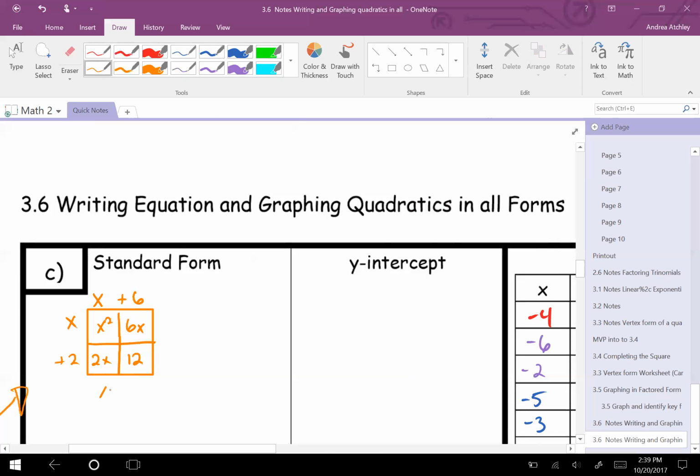So then I have x squared. I'm going to combine my like terms here. Plus 8x plus 12. But don't forget that I also had that 2, the a value of 2 that I had to multiply through. So I'm going to get f of x equals 2 times the x squared is 2x squared. 2 times 8x is 16x's. And then 2 times 12 is 24.